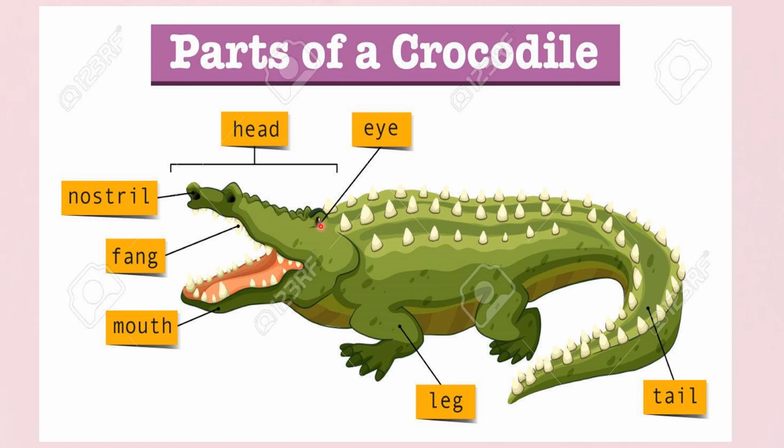A crocodile has a head. You can see this is the head part. And this is eye. It has two eyes, nostrils, fang. This is mouth, legs. It has four legs and a tail.